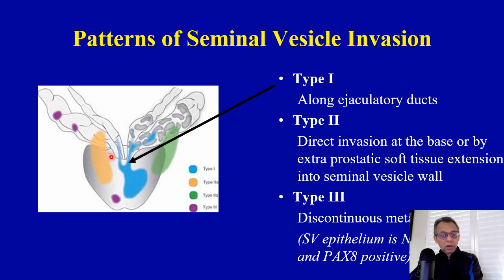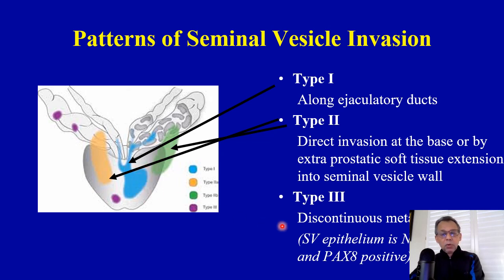Seminal vesicle invasion can be seen in three different patterns, and understanding that will help you to carefully evaluate this specimen. Type 1 is the invasion when it goes through the ejaculatory duct into the seminal vesicle base and then into the seminal vesicle. Type 2 is direct invasion at the base or by extraprostatic extension into the seminal vesicle wall. This is the invasion that I most commonly see in the specimen. Most of the time you see invasion of the seminal vesicle from the extraprostatic soft tissue.